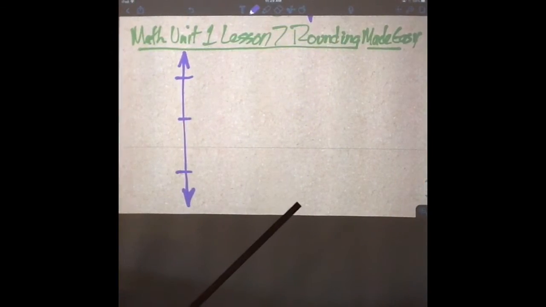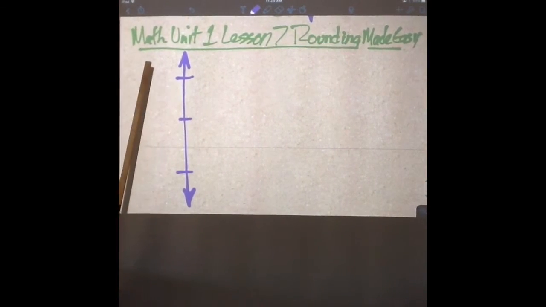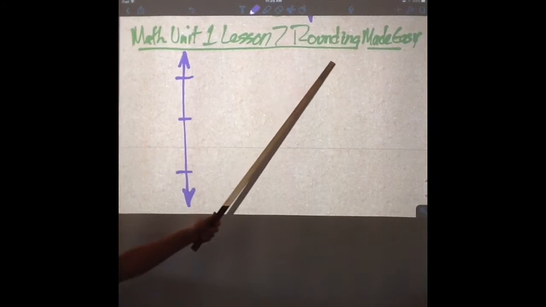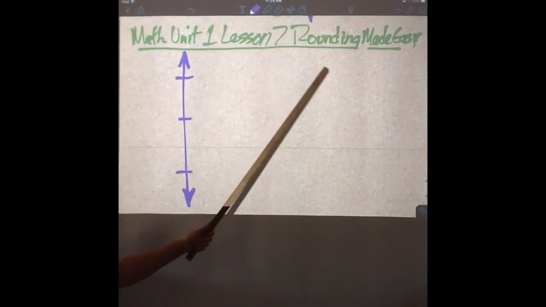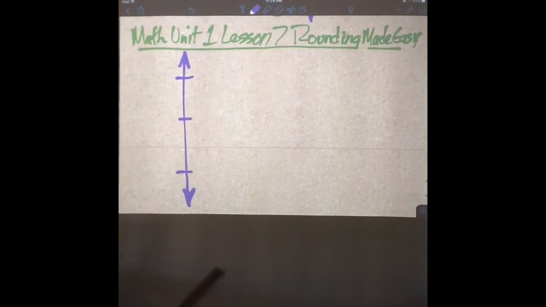Welcome back to math. We are going to try to figure out rounding. So I'm calling this one Rounding Made Easy. Let's find out how easy it is. We've been on this all week.